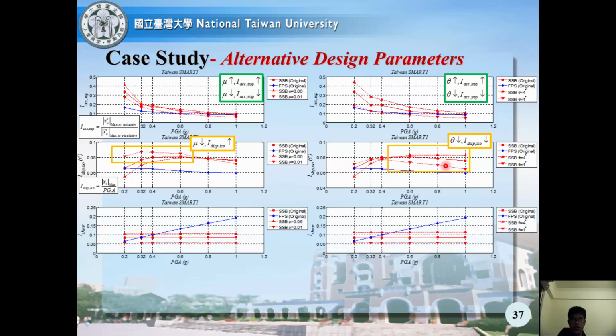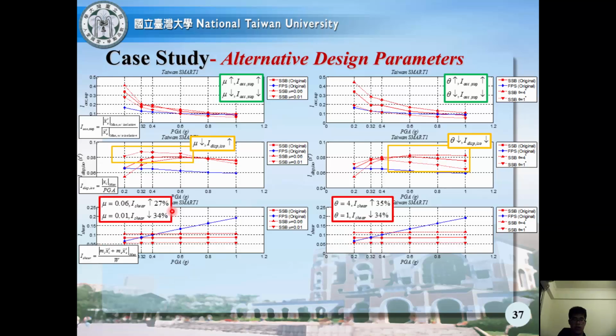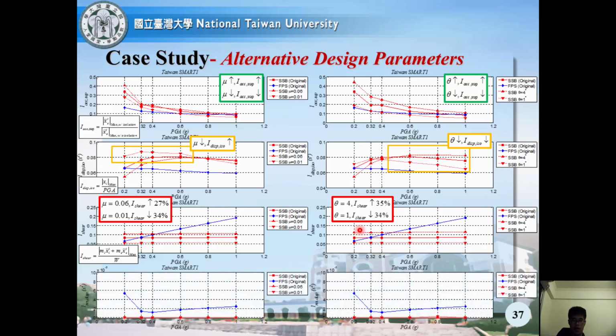And for the shear index, we may see that if we lower down the friction coefficient, it will lower down 34% of the shear index. And also, if we lower down the inclination angle theta to 1 degree, it may also lower down 34% of the original shear index. And finally, from the left and right figures, we may see that the change of the parameters only slightly influences the residual displacement.